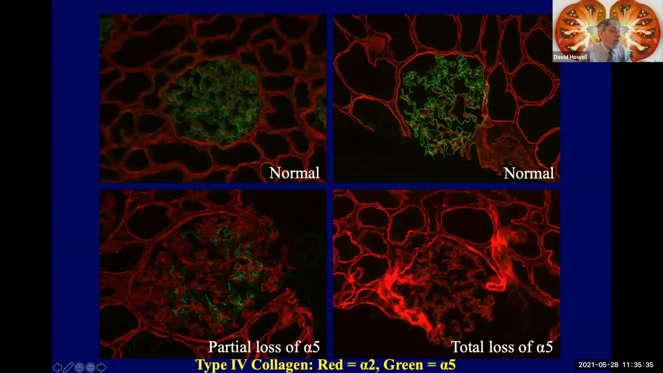If they inactivate the bad chromosome and keep the good chromosome, you get normal expression of the alpha-5 chain, which is shown by the green signal here, in this female heterozygote for an alpha-5 mutation. If you inactivate the good chromosome and are left only with the bad gene for alpha-5, you can't make the alpha-5, and we have these areas where there's red but no green.